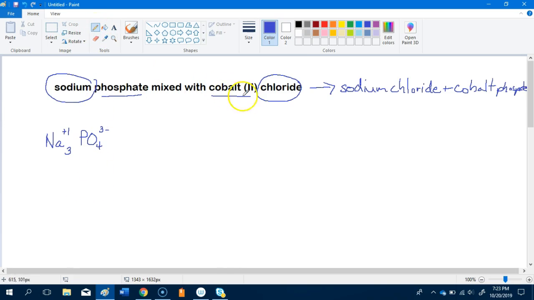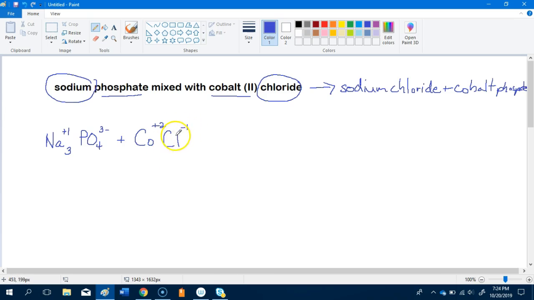Now that's going to be added to the cobalt 2 chloride. So cobalt, the chemical symbol is Co. In Roman numerals, we have a 2, which means that it's a transition metal with a charge of 2. And then chloride means that it's coming together with the element chlorine, and it has a charge of -1.